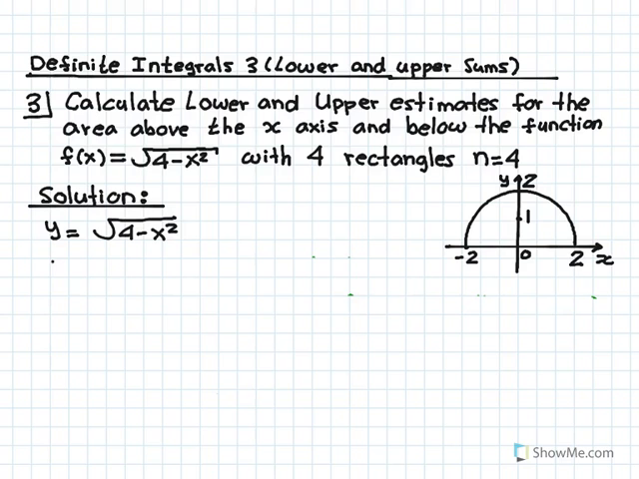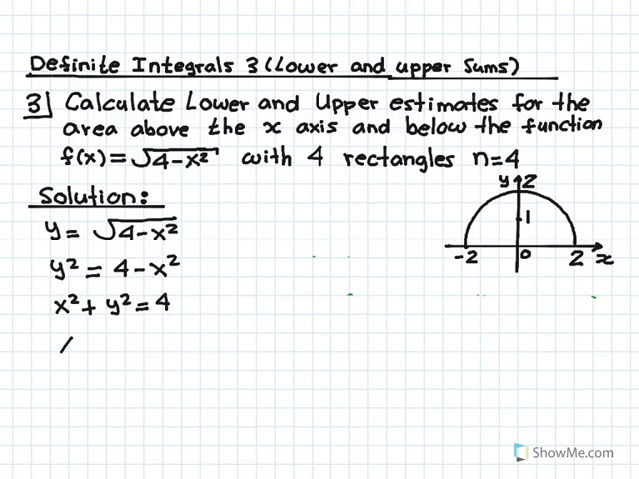Let's square both sides. We get y squared is equal to 4 minus x squared. Let's bring over the minus x squared to the left-hand side. We get x squared plus y squared is equal to 4. This is an equation of a circle with radius 2 and is centered at the origin. So that's the circle that we have drawn here.